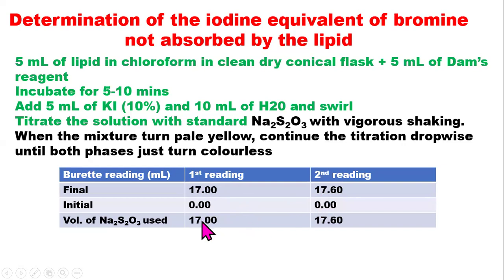So now for the first reading, we have 17.5 mils of the standard thiosulfate used, and the second reading, we have 17.60. So now we take our average by summing the two volumes and dividing by 2, and we have arrived at 17.30 mils. So now let's look at calculation.